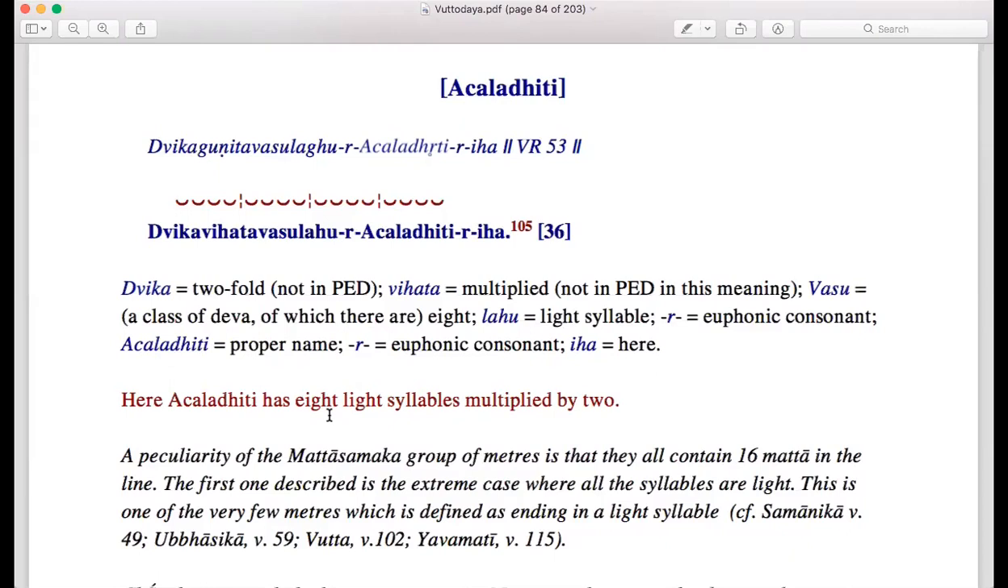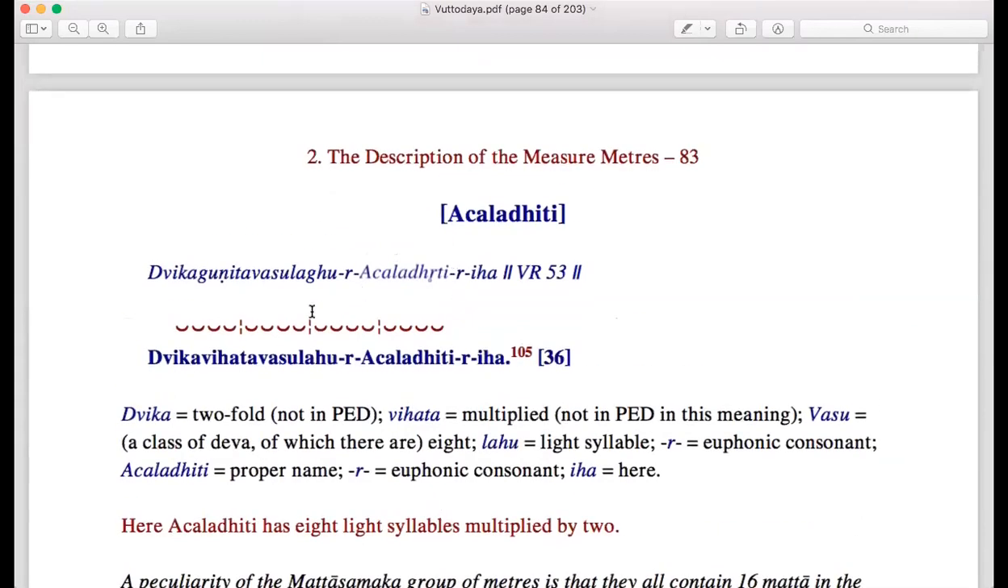Here only one line is shown as the rule, as the sutra. So we have to repeat this line 4 times to complete the verse. There are 4 lines, 16 measures in each. So altogether there are 64 measures in the achala dhiti verse. So let's check it word by word.